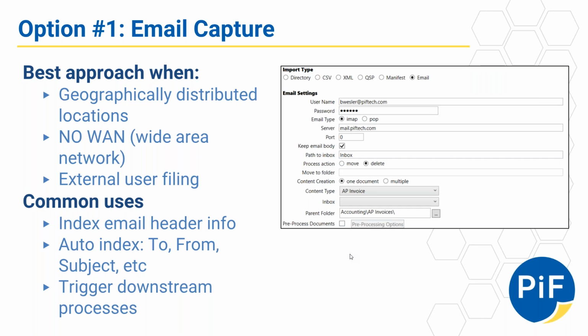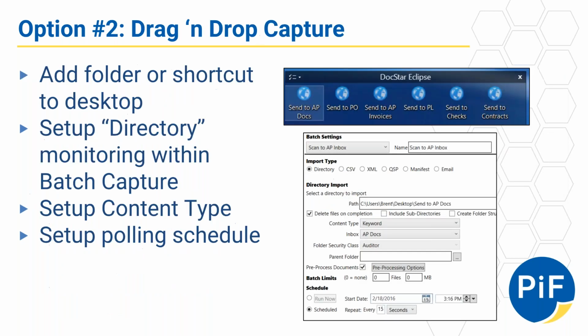Obviously, the downside is typically a 10 meg limit, so you're not scanning big documents or a lot of them. And you can certainly fill up your mail server. So keep that in mind.